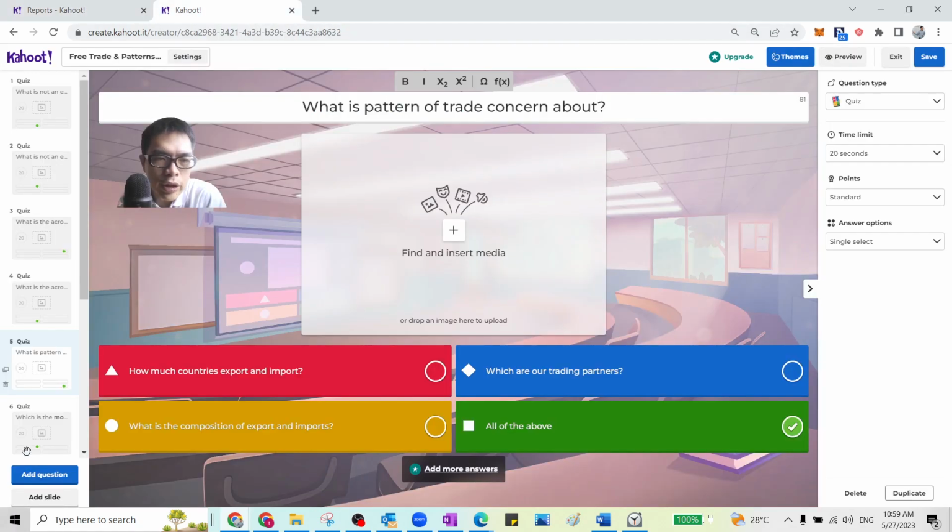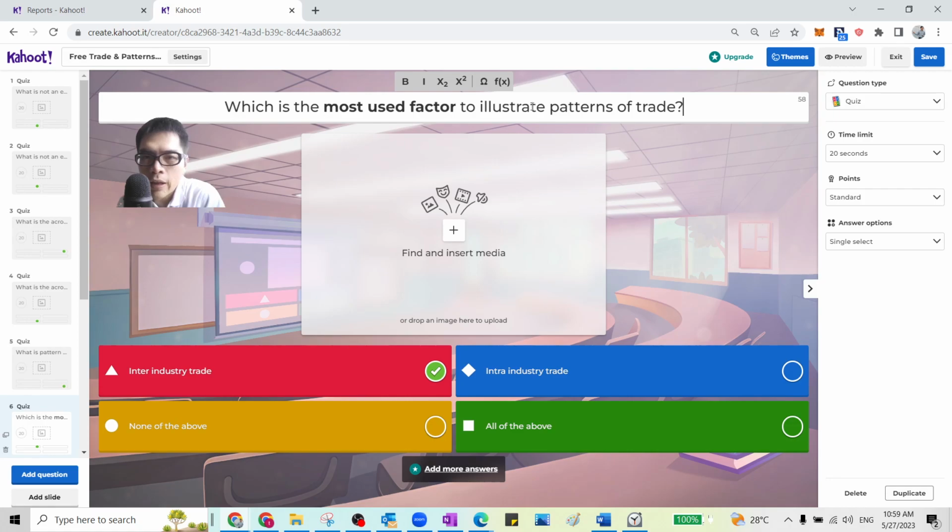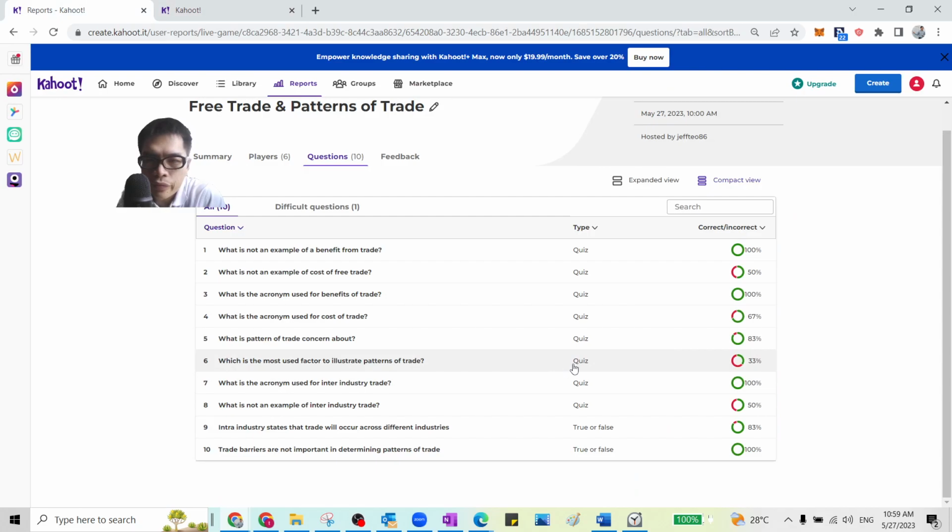Item 6, which is the most used factor to illustrate patterns of trade? Inter-industry. Fitbit is more important. Why? The most common points used are comparative advantage and factor endowment. It must be Fitbit. So look out for Fitbit. Very, very important point.